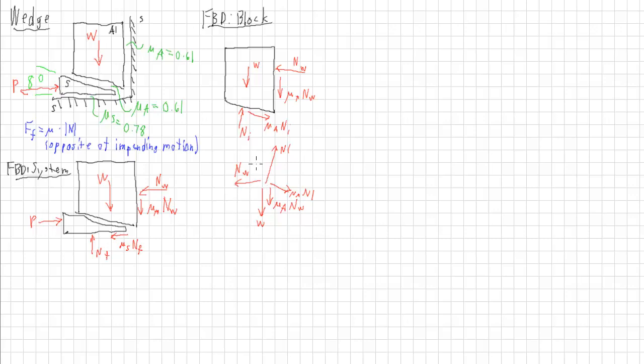Now the weight is going straight down, the normal force at the wall is going to the left, so we have to work on the angles with these two. So if this is our horizontal, we have right here minus 8 degrees, and right here 90 degrees to that is 82 degrees.